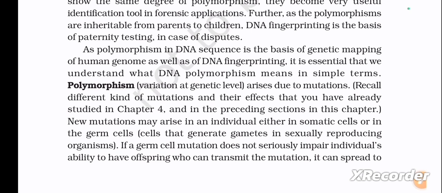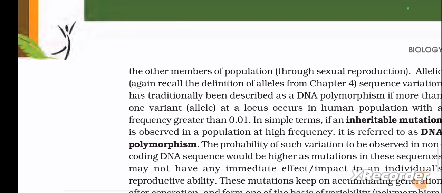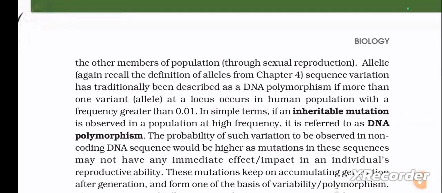Polymorphism, variation at genetic level, arises due to mutations. Recall different kinds of mutations and their effects that you have already studied in chapter 4 and in the preceding sections in this chapter. New mutations may arise in an individual either in somatic cells or in the germ cells, cells that generate gametes in sexually reproducing organisms. If a germ cell mutation does not seriously impair individual's ability to have offspring who can transmit the mutation, it can spread to the other members of population through sexual reproduction.